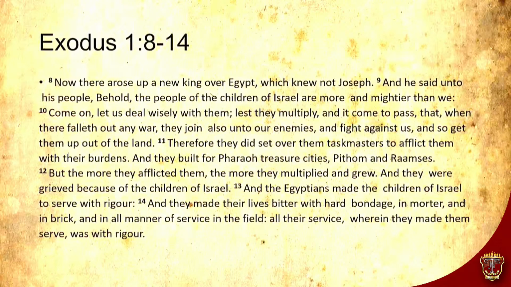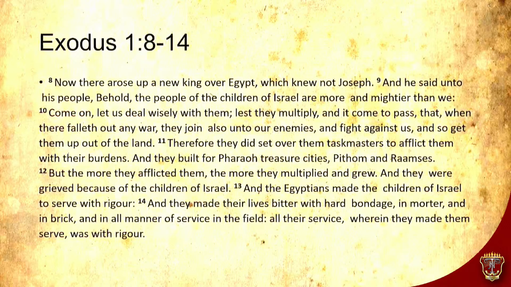So it says, lest they multiply, and it come to pass that when there falleth out any war, they join also our enemies and fight against us. So get them up out of the land. So they said, let's get them up out of Goshen, right? Verse 11. Therefore, they did set over them taskmasters to afflict them with their burdens.